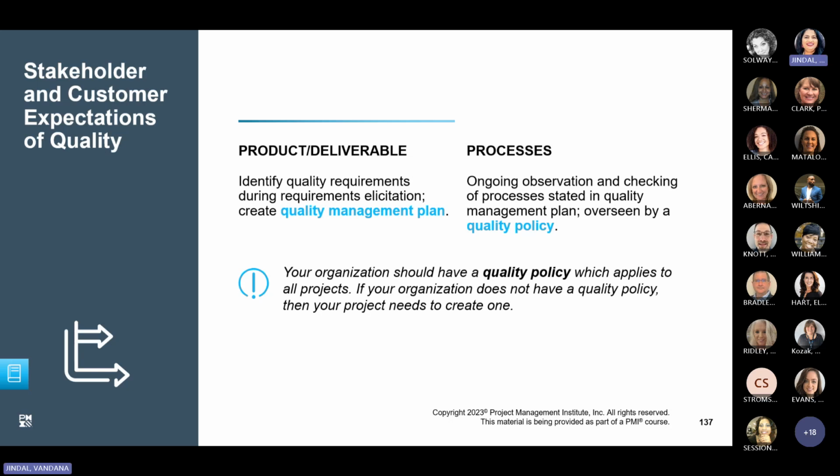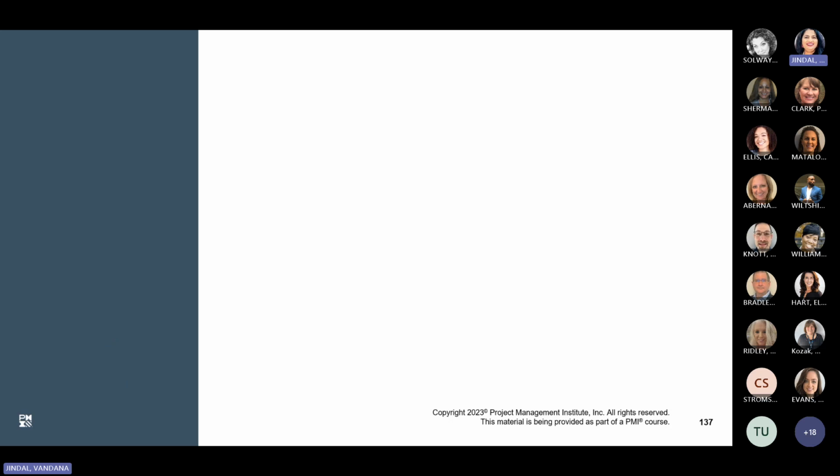Stakeholder and customer expectations of quality. So product deliverables identify the quality requirements during requirements elicitation to create the quality management plan, and the processes are ongoing observations and checking of the processes stated in the quality management plan, overseen by quality policy. So your organization should have a quality policy which applies to all the projects. And if your organization does not have a quality policy, then your project needs to create one.